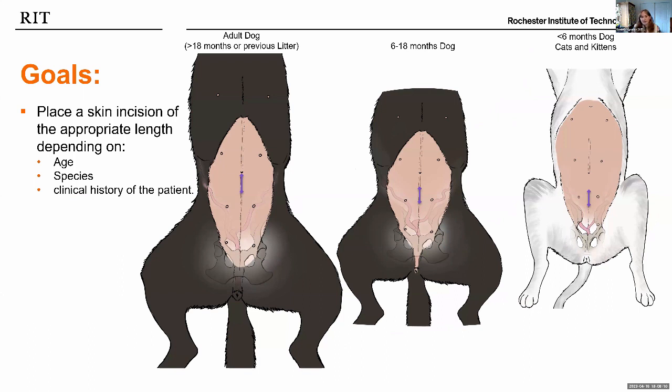So here I have an adult dog, a puppy, and a cat, or like a kitten. They have pretty much the same incision site.